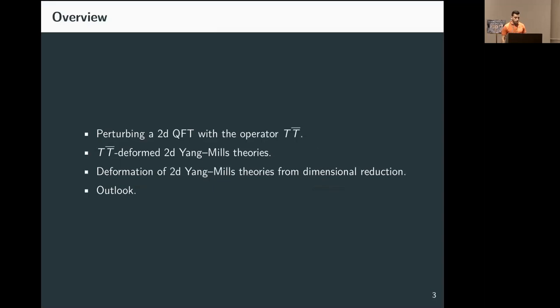This is the plan. It is divided into 3 main parts. I will start with an overview of the perturbation of 2-dimensional quantum field theories by the irrelevant operator TT-bar. And then I will pass to my own contribution, which is the TT-bar deformation of 2D Yang-Mills theories. And these 2 sections will occupy most of the talk. Then I will discuss another deformation of 2D Yang-Mills that comes from dimensional reduction from 5D, which has been introduced in our paper with Miguel and Richard. And I will conclude with some open problems that might be of some interest.